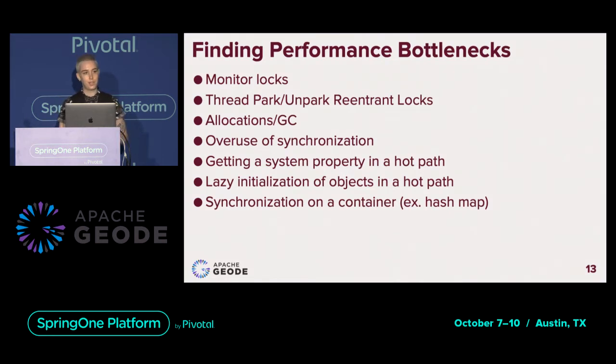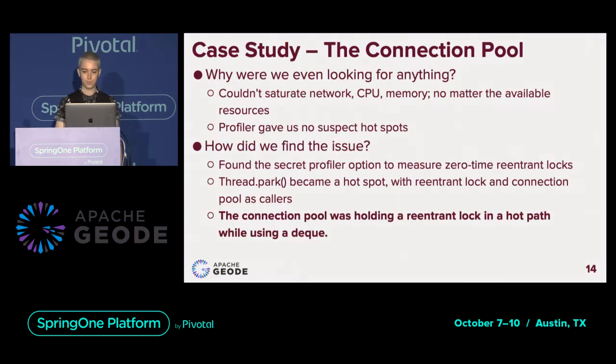And the first step to fixing a performance bottleneck is to find the performance bottleneck. Here are some of the things to look for using a profiler, including both monitor and reentrant locks, extra allocations, and garbage collections. Other things to look for are overuse of synchronization, getting a system property in a hot path, lazy initialization of objects in a hot path, and synchronization on a container such as a hash map. And I'll go over some of these examples in a bit.